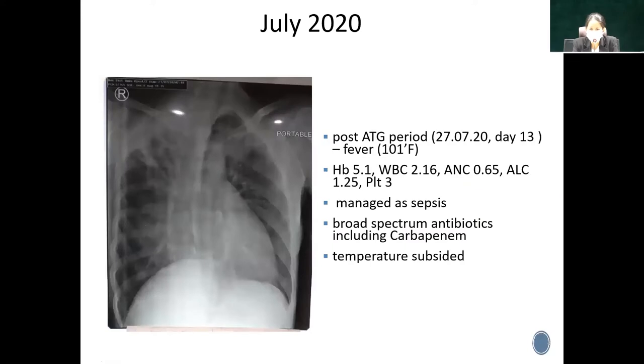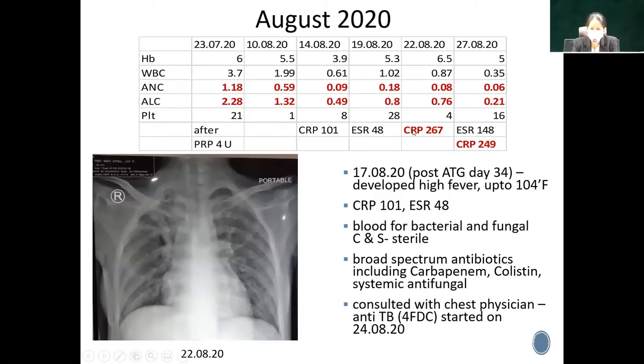On day 13 post ATG, she got high fever and her blood counts dropped, and we managed her as sepsis with broad spectrum antibiotics, including gabapentin, and with this management, her temperature subsided. In August, on post ATG day 34, she developed high fever again up to 104 degrees Fahrenheit with high CRP and ESR, with her neutrophil and lymphocyte count dropping and very high CRP. And this was her chest X-ray at the time.